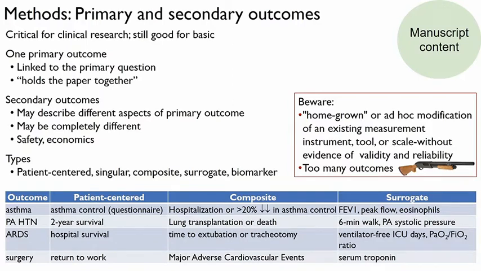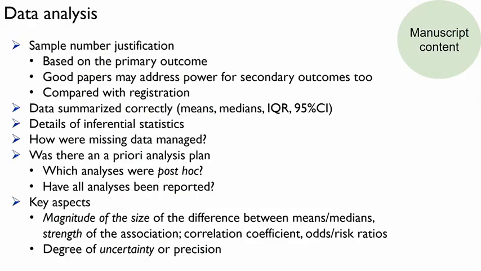Different kinds of outcomes. There's patient-centered outcomes, composite outcomes, surrogate outcomes. Again, I don't want to get into that in any great detail because this isn't a talk about design, but it's really a talk about messaging. And make sure that your message to the reader is clear and that they understand exactly what kind of outcomes you're looking at. Data analysis, I'm going to skip over this very, very quickly.